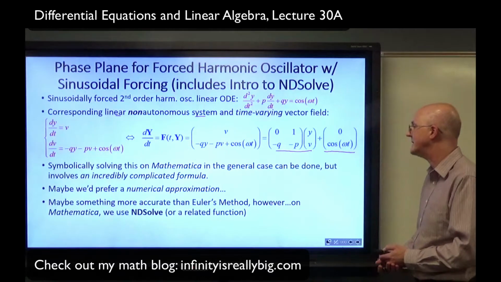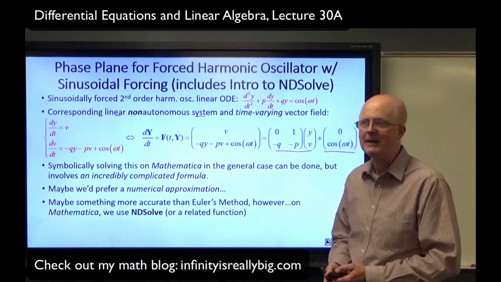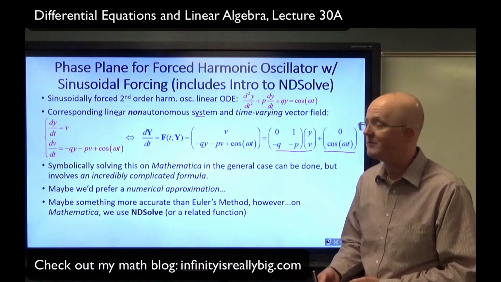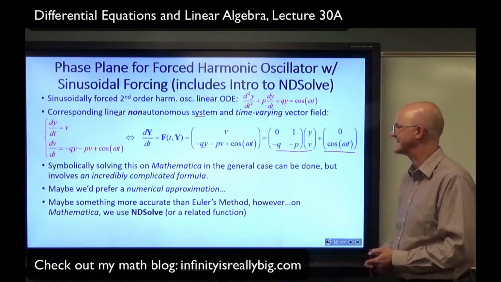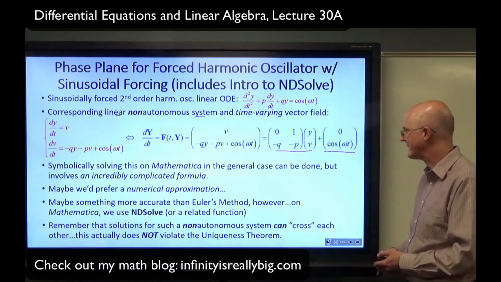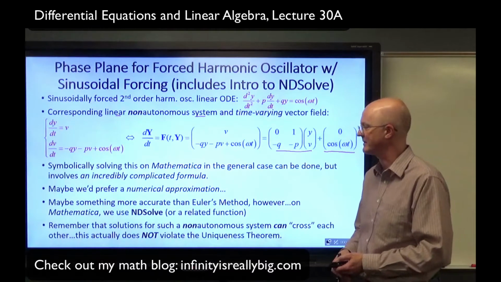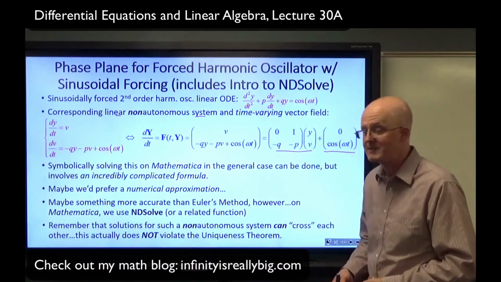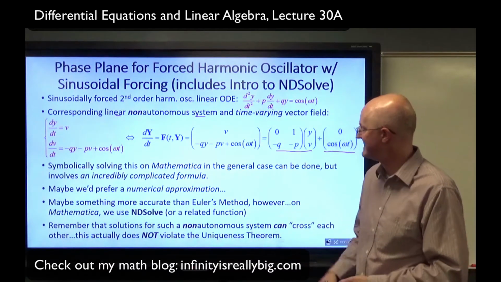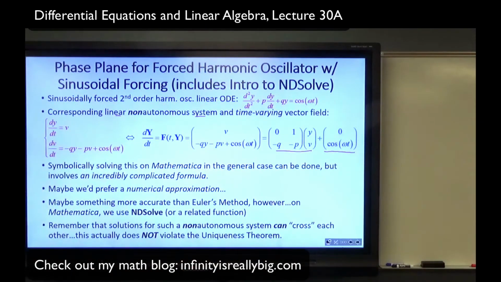So in Mathematica, we're going to use NDSolve. There are related functions. There's an NDSolveValue. There's a parametric NDSolve. But let's just keep it simple and focus on NDSolve. Remember, as I mentioned a couple minutes ago, solutions for such a non-autonomous system can cross each other, or solutions can cross themselves, as we will see. This actually does not violate the uniqueness theorem. That's just a reminder.